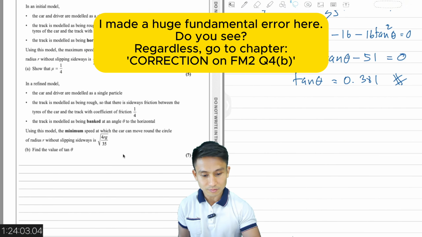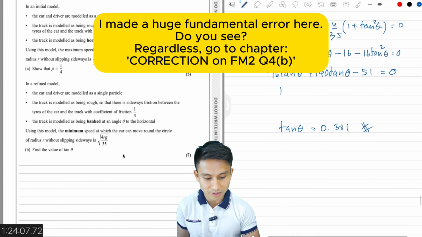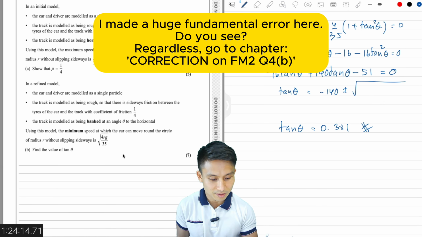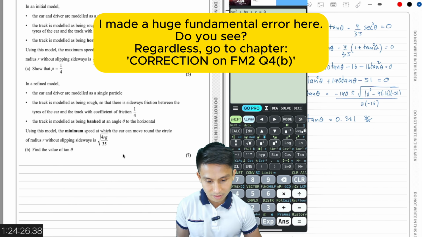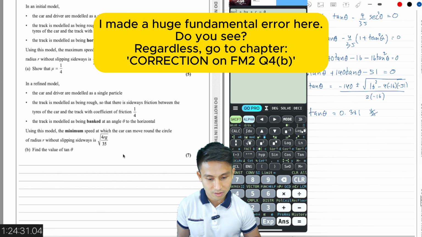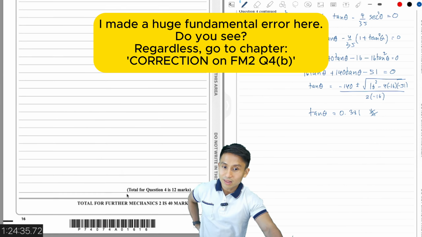I mean, yeah, it feels a bit off, but it shouldn't be in the situation where we need to pick one, but okay. Minus b plus or minus the root of b squared minus 4 times a times c, divided by 2 times -16. Yeah, I'm just gonna go with that. Let me just check all the values again. -16, 140, -51. Yeah, just gonna go with that. All right, guys, and that's it.